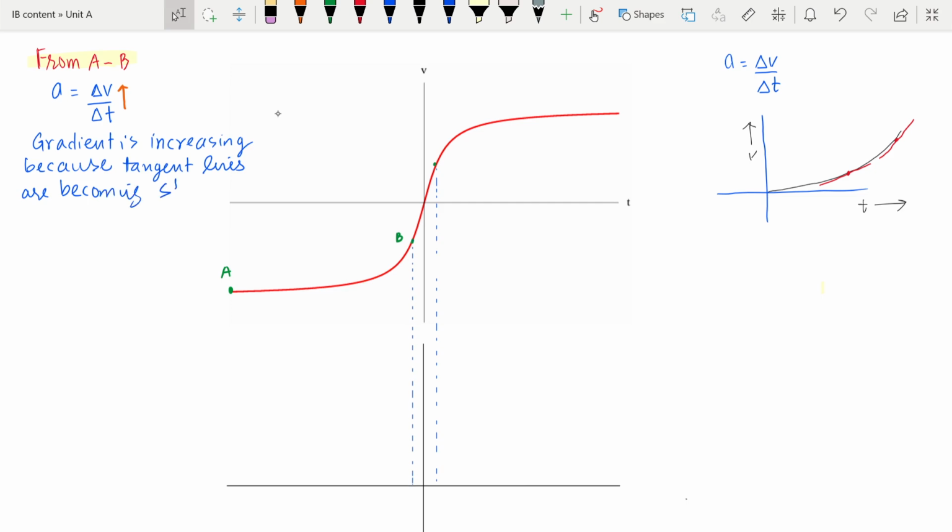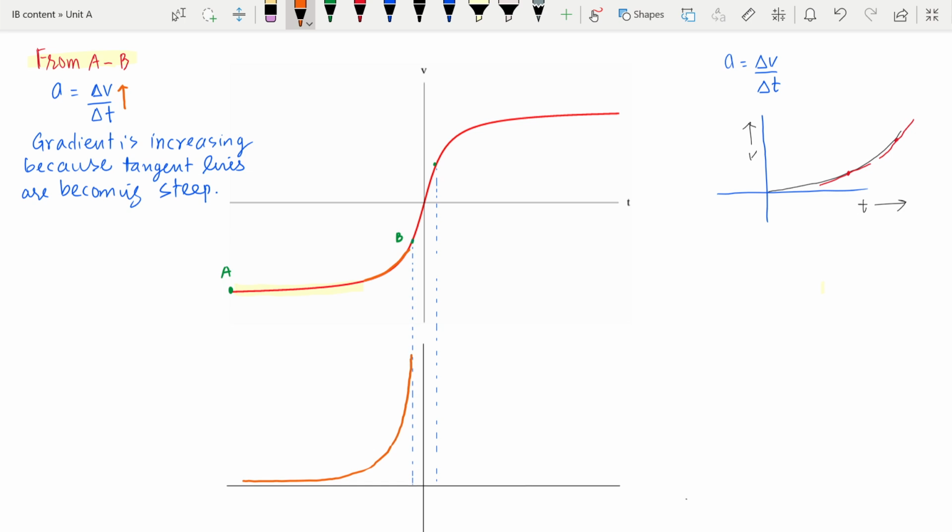becoming more steep. All right, and look at this, from A to B, the curve is to some extent almost straight. That's why at the start acceleration will be a very small value, but it will sharply increase as you go along this portion. That's why.